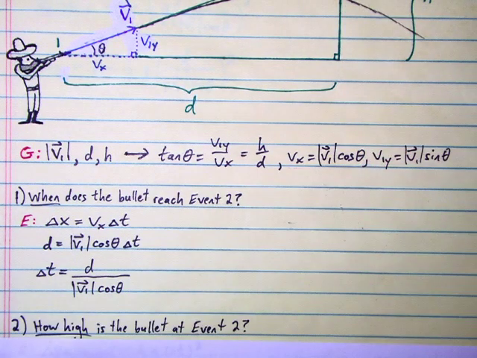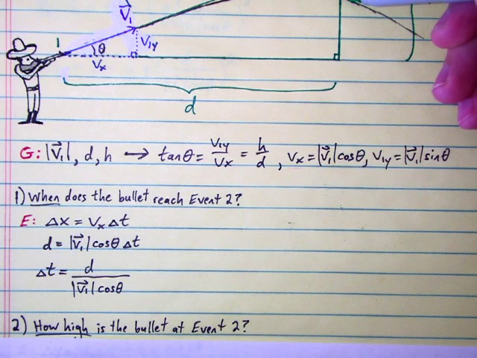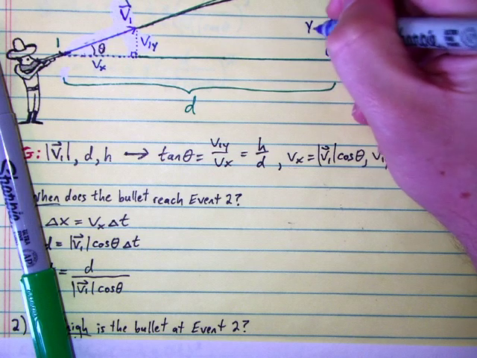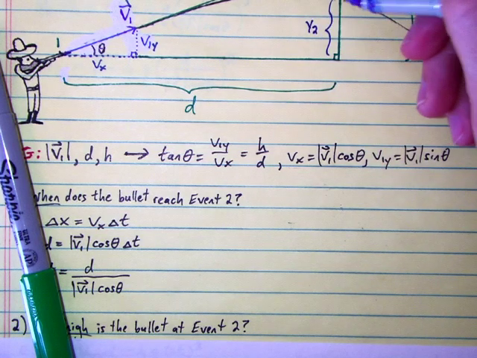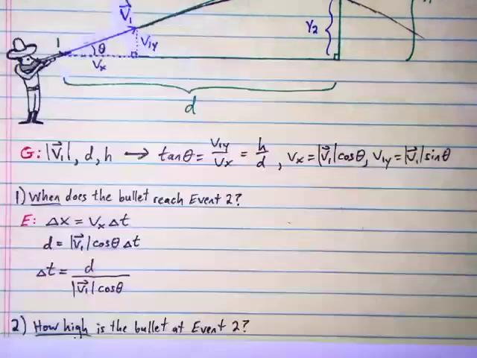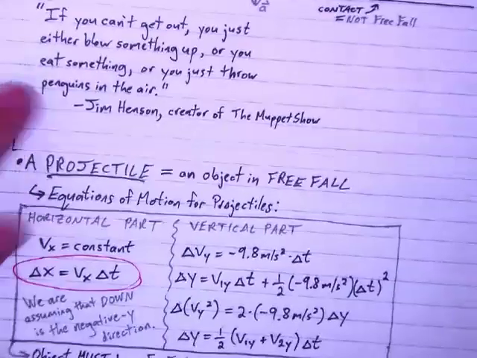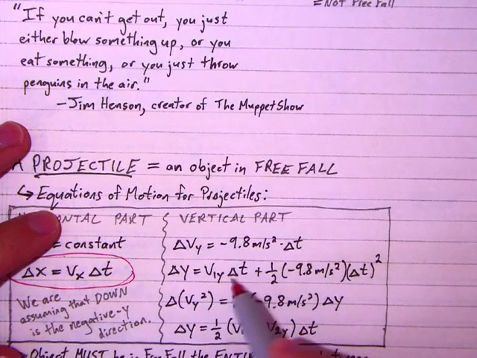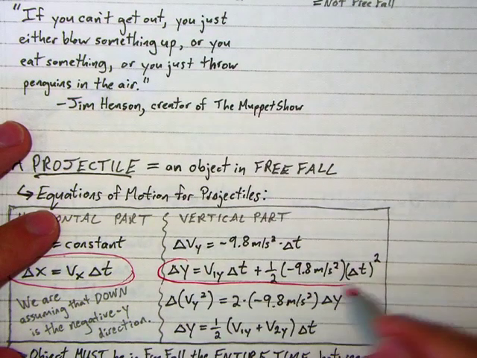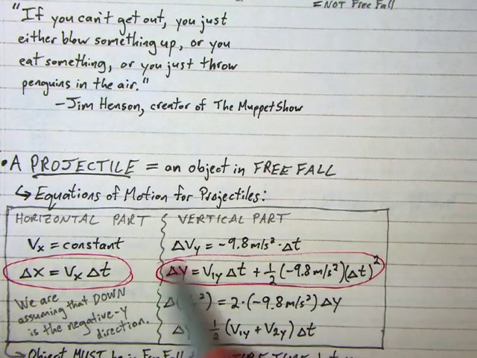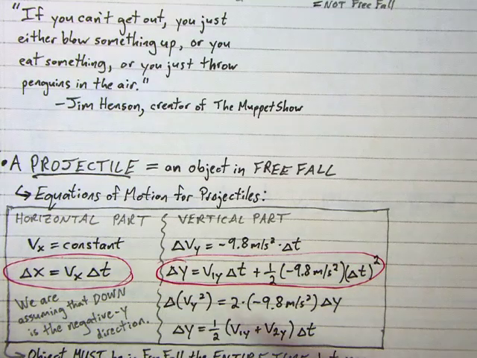Next question. How high is the bullet at event 2? What is its vertical position here? We call this y2. What's the height of the bullet when it reaches this point? We know how long it took to get there, so now we can go to the vertical equation. We know the time that it was traveling. We can figure out the change in the bullet's height. Oh, do I keep saying bullet? It's definitely a tranquilizer dart. Yeah, tranquilizer dart, sure. So we can figure out delta y.